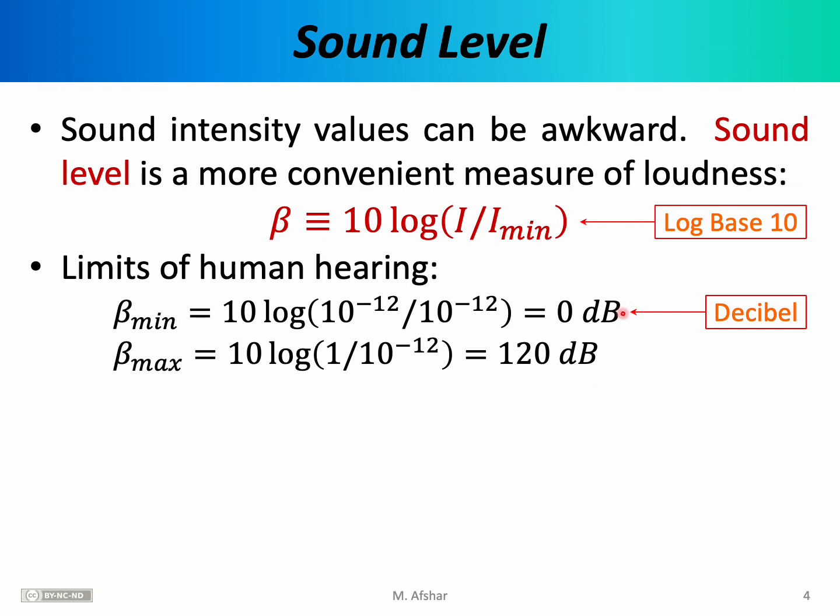The unit that is assigned to sound level is known as the decibel, and it's denoted by lowercase d, uppercase b. The decibel is 1/10 of a bell, and the bell is named in honor of Alexander Graham Bell, who invented the telephone. Although that history is not so important to us, just know that the unit for sound level is the decibel.